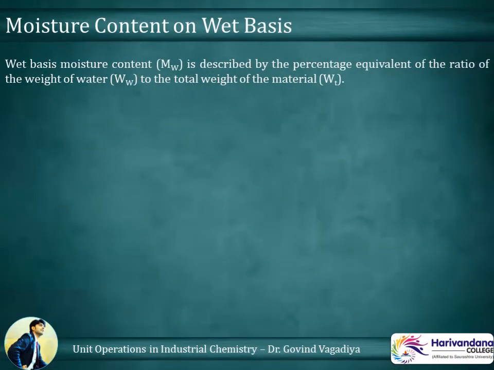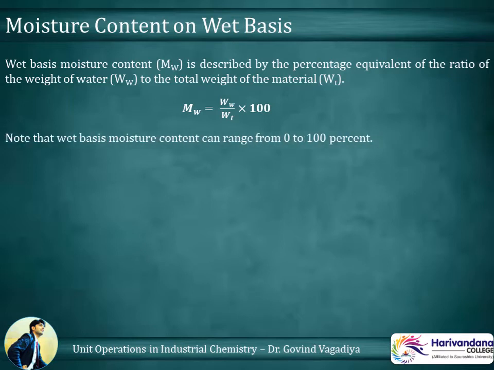Wet basis moisture content, MW, is described by the percentage equivalent of the ratio of the weight of water, WW, to the total weight of the material, WT. The equation of moisture content by wet basis is given as weight of water divided by total weight, multiplied by 100.